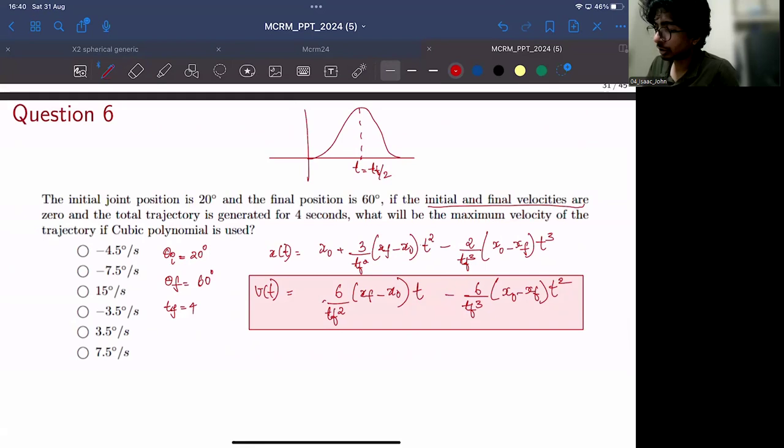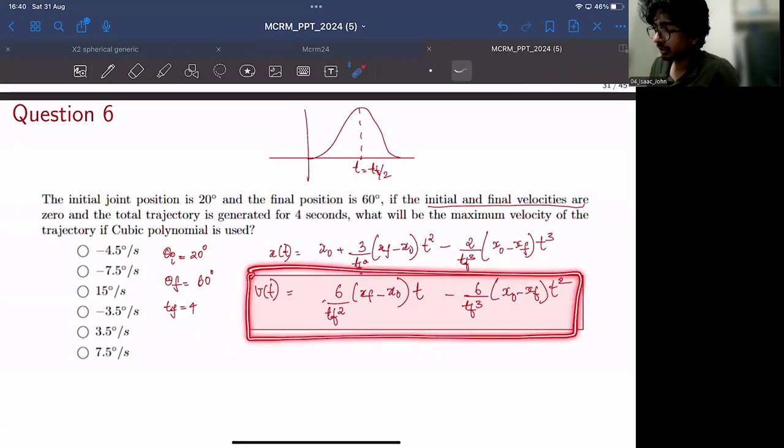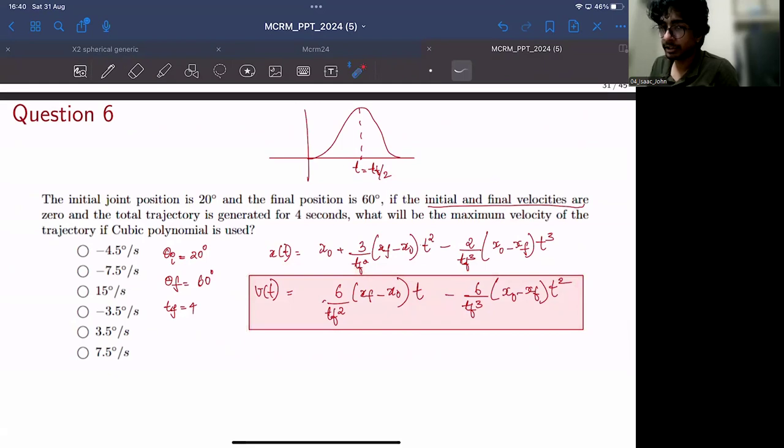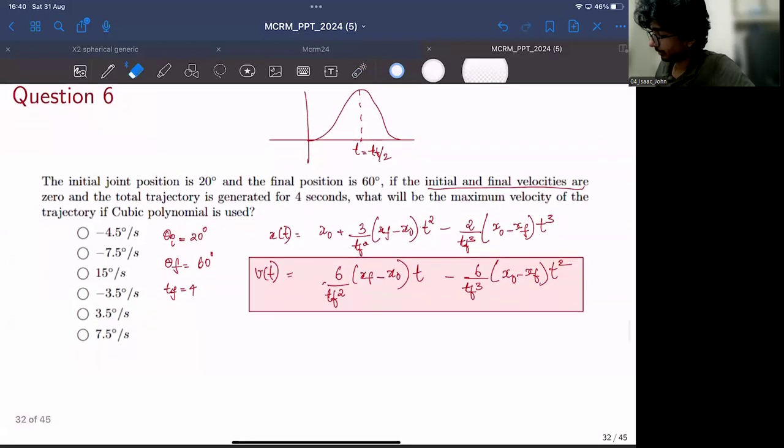Or if you are not sure about that, you can take the derivative of this, equate it to 0, and from this equation you can find the time at which velocity is maximum, and then substitute that specific time back onto this equation. That is one way. So if you substitute t equal to tf by 2, we'll get the max velocity.